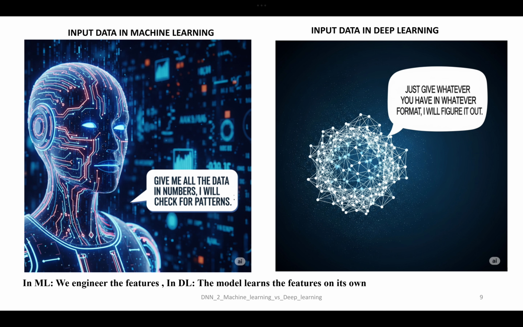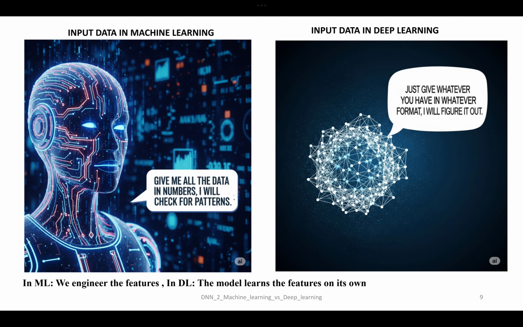Deep learning, on the other hand, is super chill. You can throw it images, text, sound, whatever. It's like, cool, I'll figure it out. It learns how to pull out the important stuff from all kinds of messy and raw data.